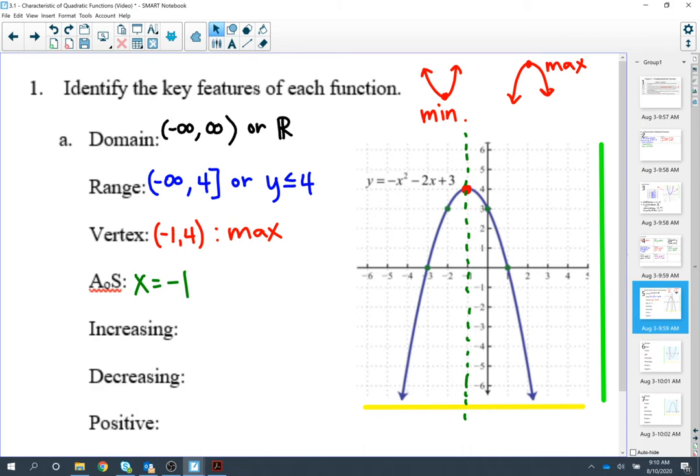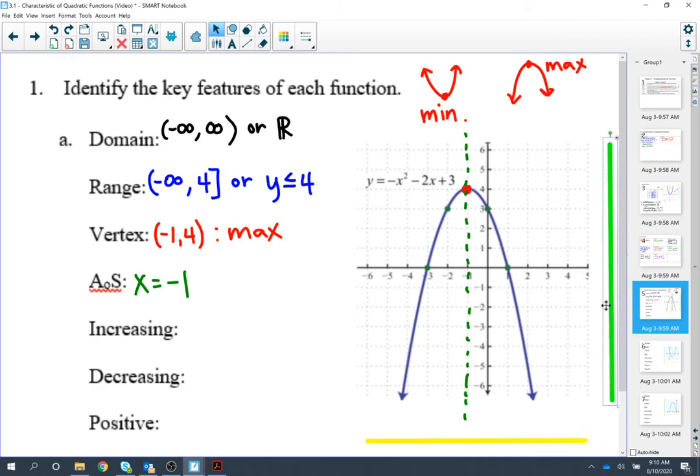Now, increasing and decreasing. This is where we really start to have some fun. And this is where if you printed these guided notes, you better be drawing all over them. If you didn't print them, you better be drawing a picture and drawing all over that. So we are going to trace our graph. When you trace a graph, it's like reading a book. You read from the left-hand side of the page to the right-hand side of the page. Well, when you read a graph, you do the same thing. So I'm going to start at the left side of my graph. I'm going to read my graph to the right side of my graph.